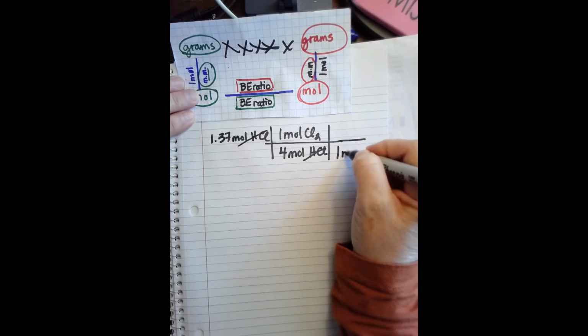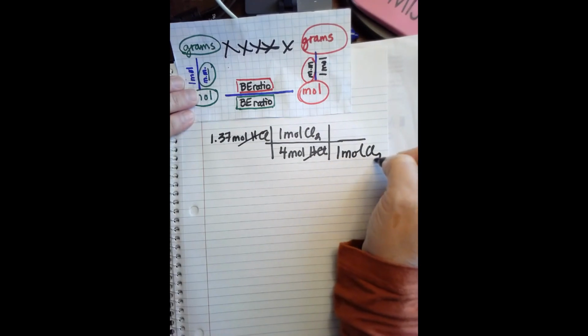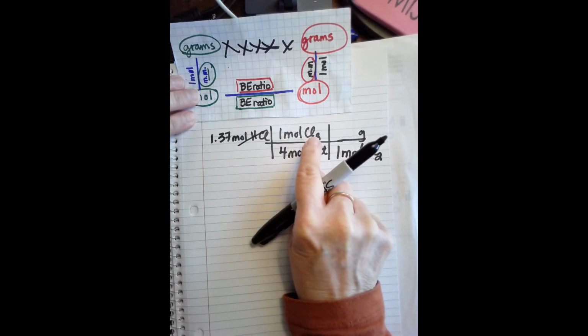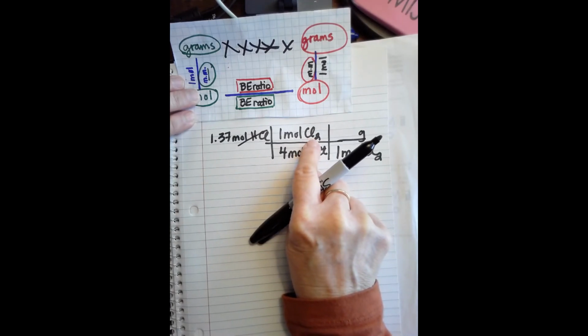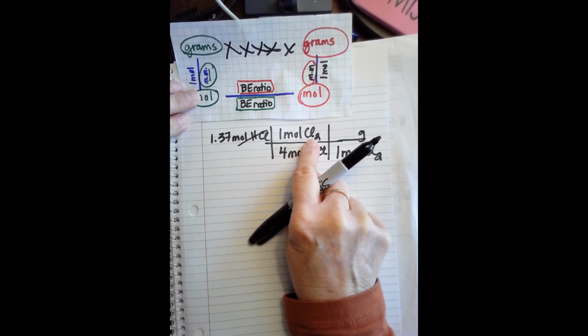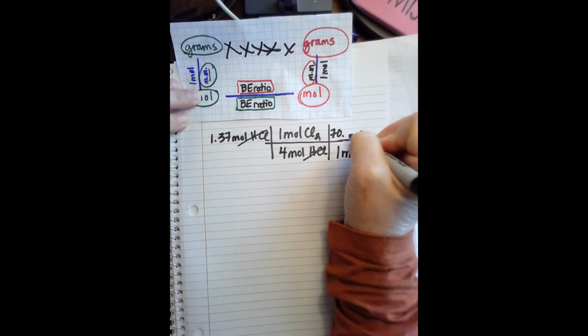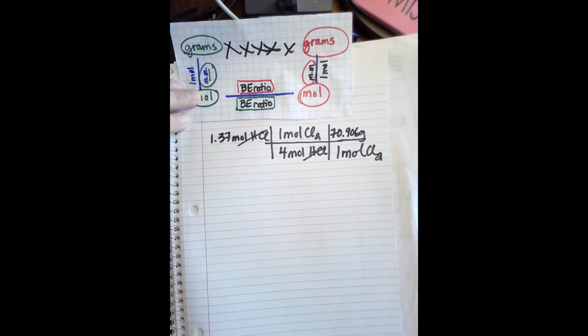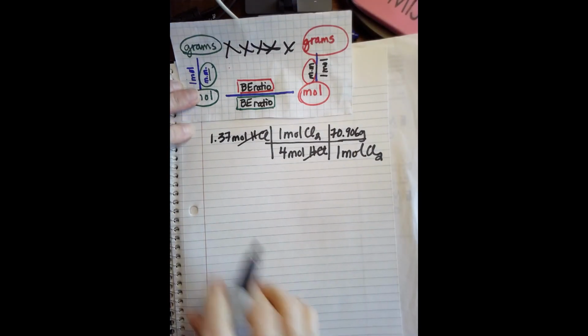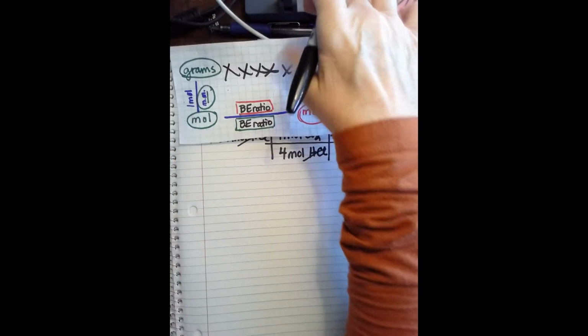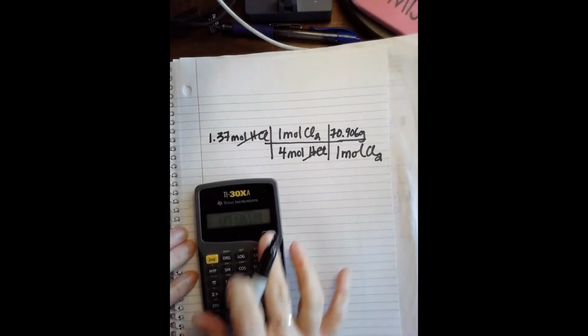So now I'm going to say 1 mole of Cl2 has what mass? So this is the molar mass now of chlorine. So chlorine is 35.453 times 2. So that's going to give us a molar mass of 70.906 grams. So now let's pick up our calculator.